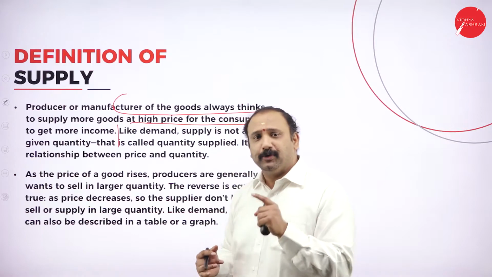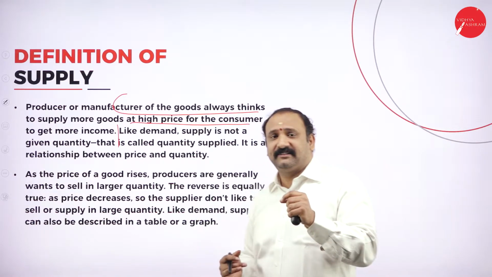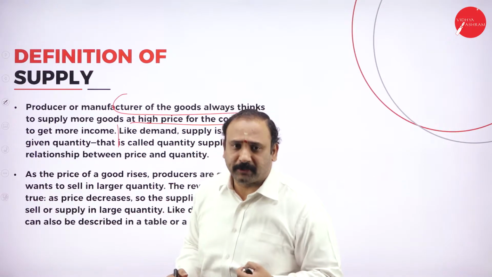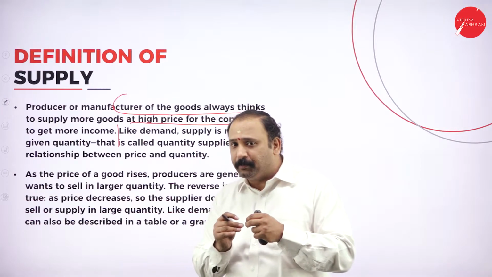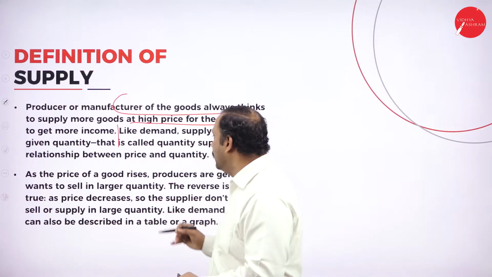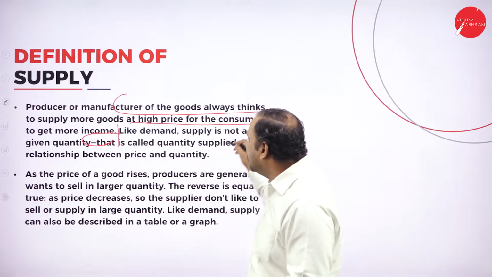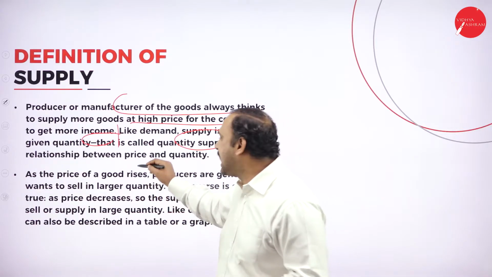So the producer and manufacturer have to understand this factor: people are not just going to buy things at the price quoted by you. There would be a bargain. There would be a system which will bring in those push-pull factors. Now, like demand, supply is not with the given quantity. It's called quantity supplied. It is a relationship between price and quantity.